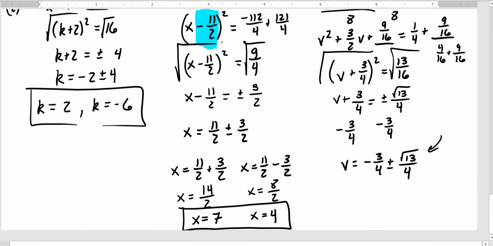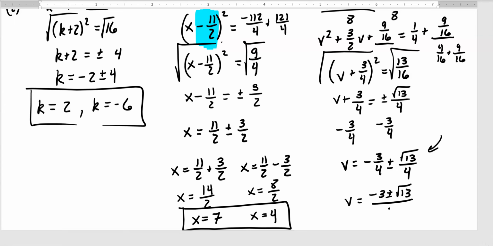If you wanted to write it as a quadratic equation answer, that would be fine. You could totally leave your answer like this. You could also write v equals negative 3 plus or minus the square root of 13 all over 4. Both of those would be a-okay as far as final answers go. And that's how we use completing the square to solve quadratic equations.